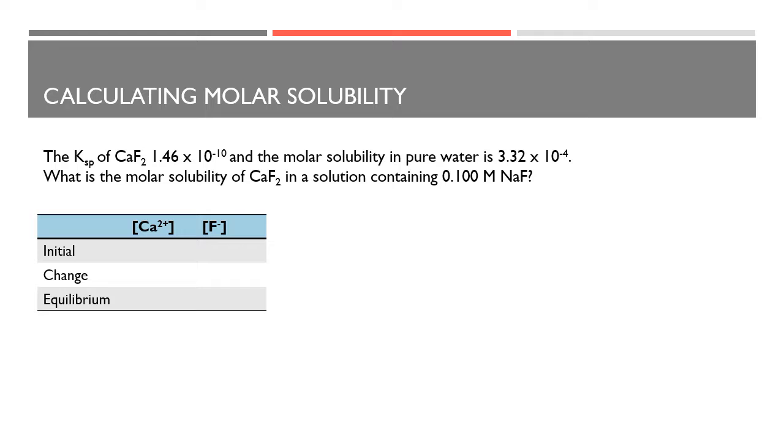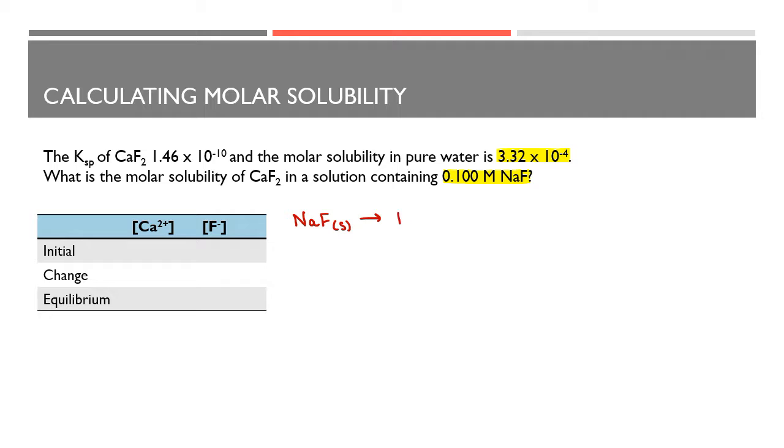Let's take a look at a practice problem. The Ksp of CaF2 is 1.46 times 10 to the negative 10th, and the molar solubility in pure water is 3.32 times 10 to the negative 4th moles per liter. What is the molar solubility of CaF2 in a solution containing 0.100 molar NaF? So this solution, before we add the calcium fluoride, already has sodium fluoride dissolved in it.